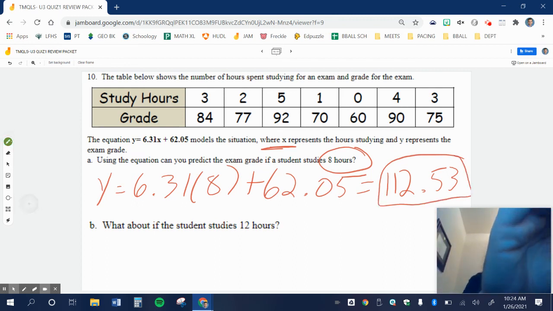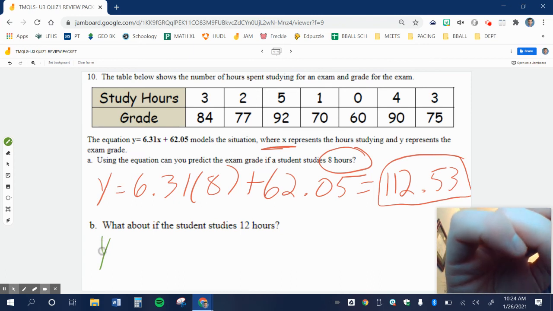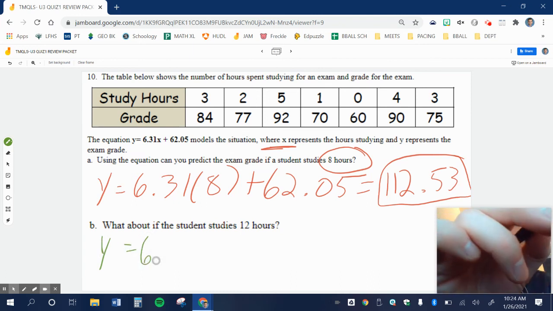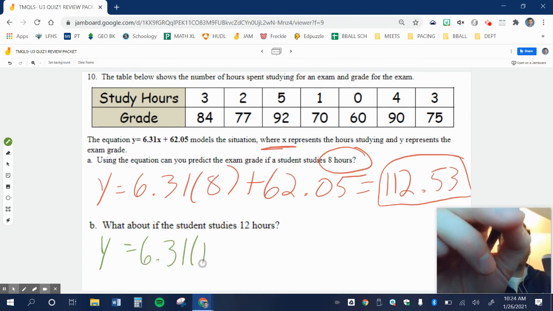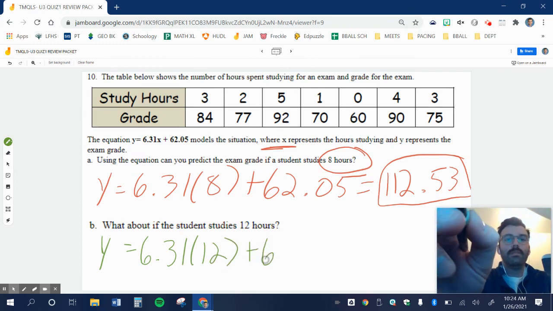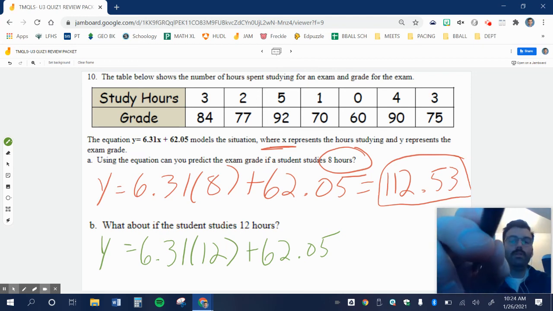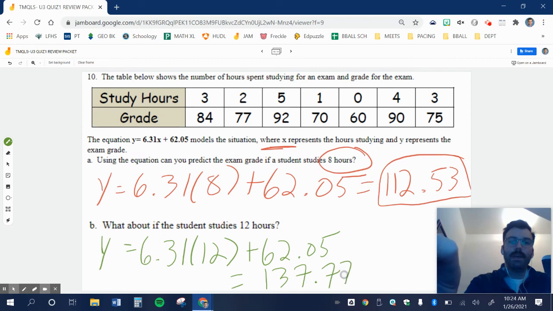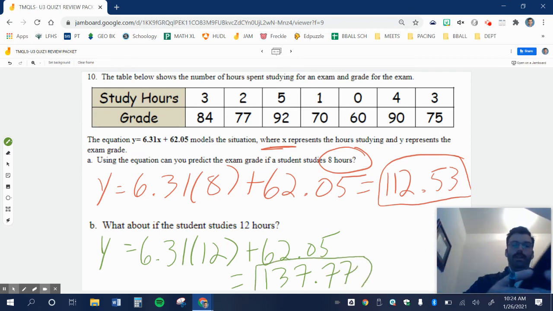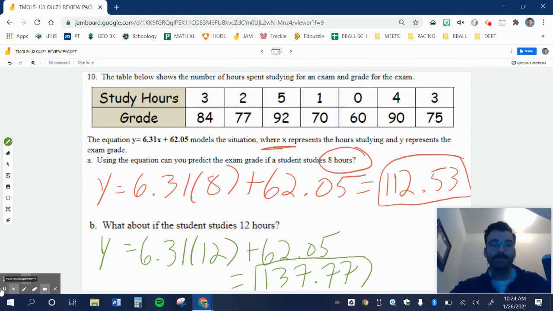I wonder what they'll get if they study for 12 hours. So again, I'll plug the 12 in for my x value and solve. All right, so I'm going to go 6.31 times 12 plus 62.05, holy buckets, 137.77. Wow. What a nice teacher to give that much extra credit. All right, that's it. Happy studying.